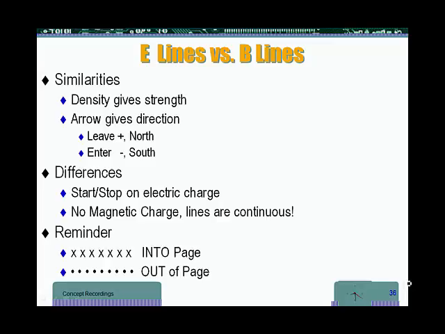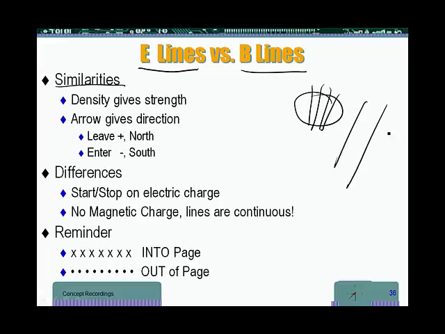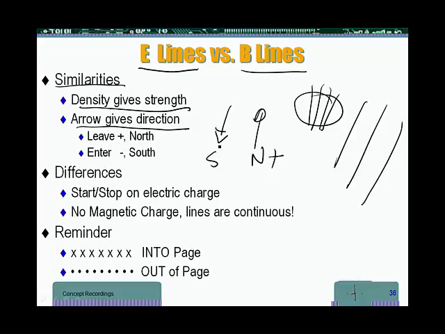When we compare electric field lines versus magnetic field lines, okay, similarities: the density of the lines. When I have lines very close to each other, it tells me I have a strong field. If they are spread out, it's a weak field. The arrow gives the direction, pointing away from the north pole or away from a positive charge, towards the south magnetic pole, or towards a negative charge. So these are similar.